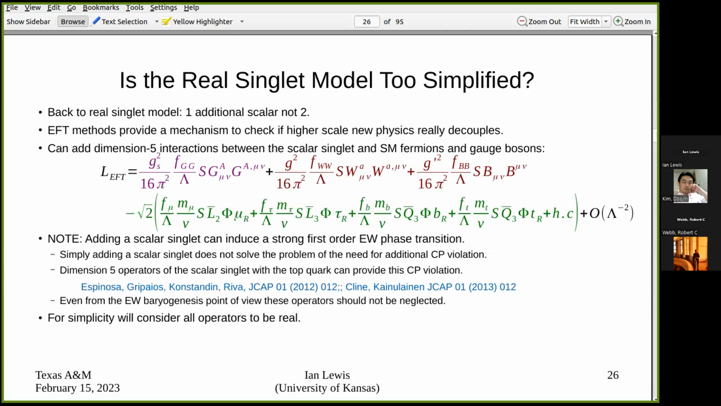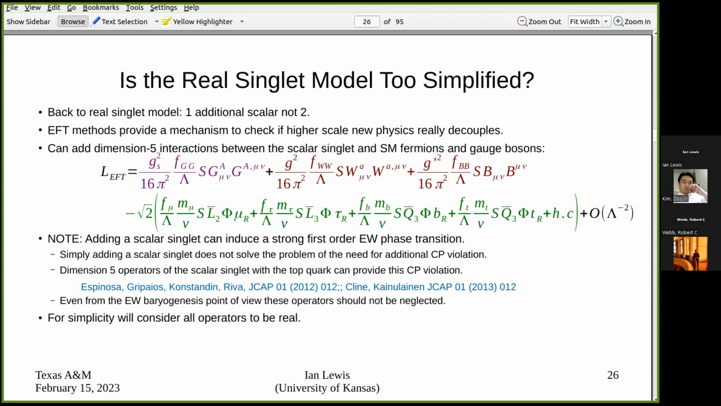So we did that for the real singlet simplified model. Oh, yeah, this is from an older time. So the EFTs provide a mechanism. For the singlet, I can actually just write down what all the next order terms are. What happens with the singlet is that now I can have the scalar couple to two gluons with a direct coupling. It doesn't have to come from the Higgs anymore. I can couple to the B's, the hypercharge, the Z's and photons. I can couple to my fermions in dimension 5: top quark, bottom, tau, muon.